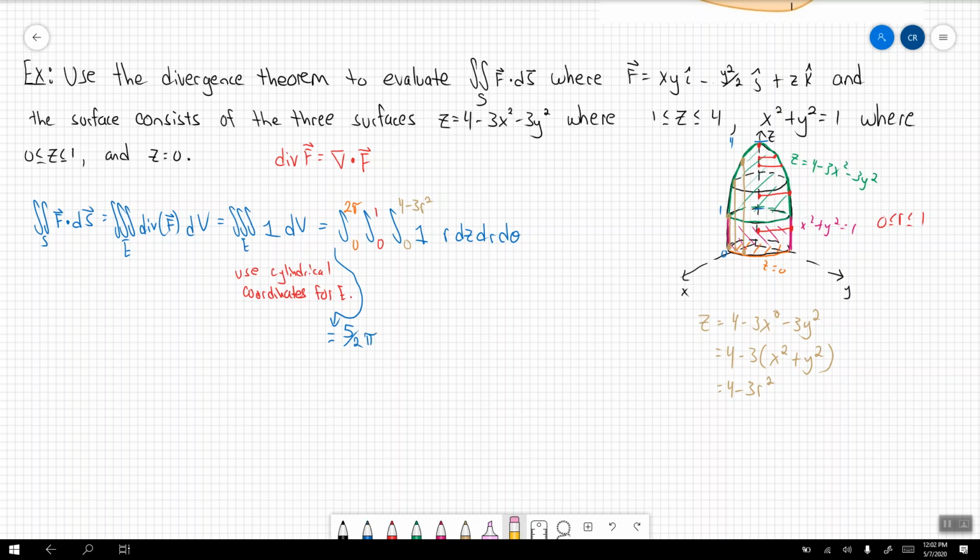5/2 pi. Oh, that doesn't look too good. I'm going to say 5 pi divided by 2. 5 pi halves. Awesome.